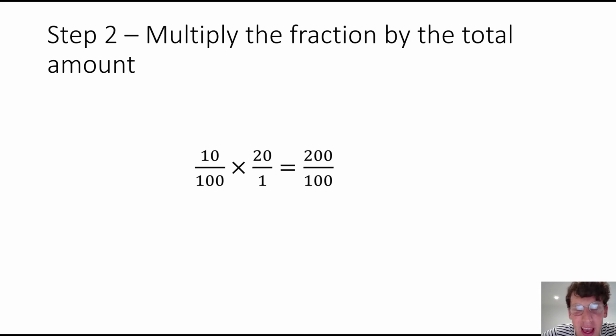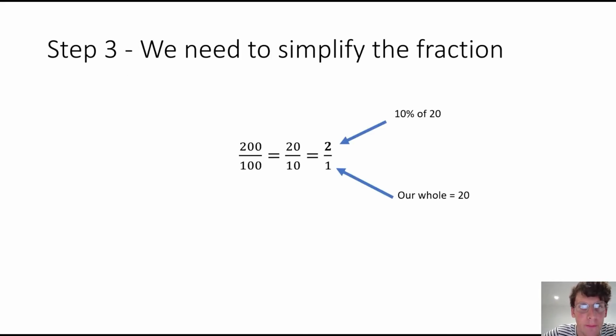Okay, so what do we do? We need to simplify. So step 3 is to simplify. These numbers are quite simple to simplify. So 200, very simply, we can just knock off both of these zeros to start with, and that is reducing it by 10 times. So that would be 20 over 10. And then again, we can knock off the next two zeros because we are reducing it again by 10 times, which would be 2 over 1. So 2, the top number, would be our answer. So 10% of 20 is 2. And remember, 1 just tells us that we have one whole of 20.